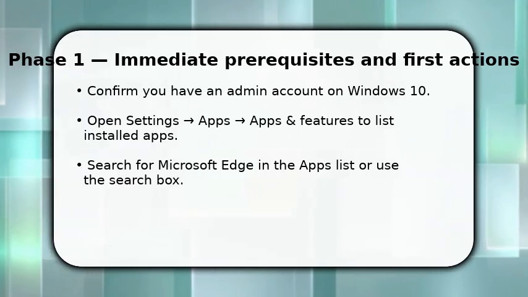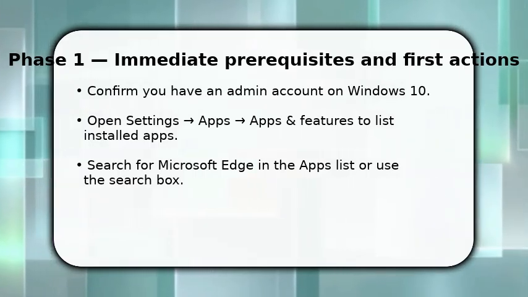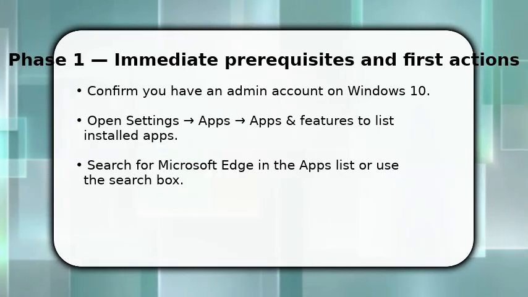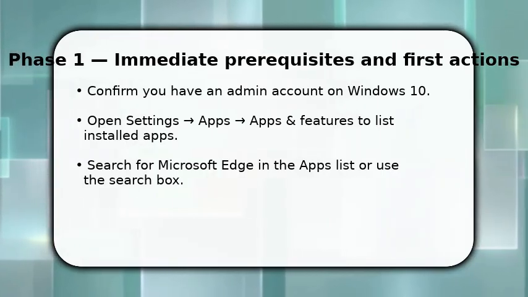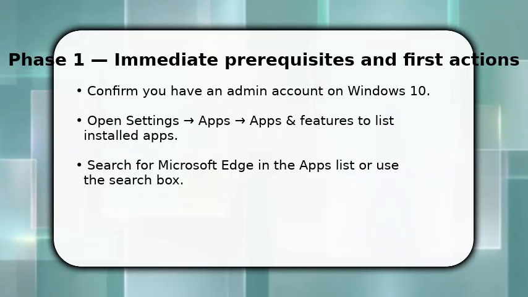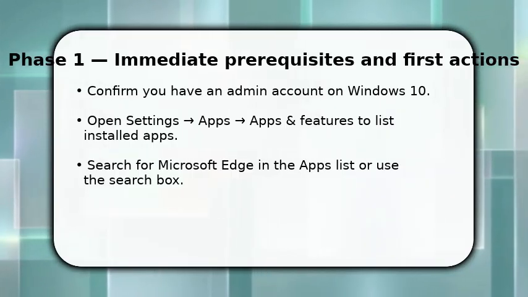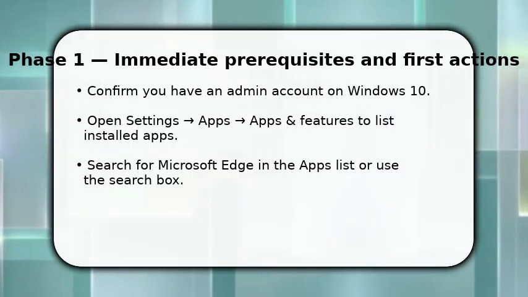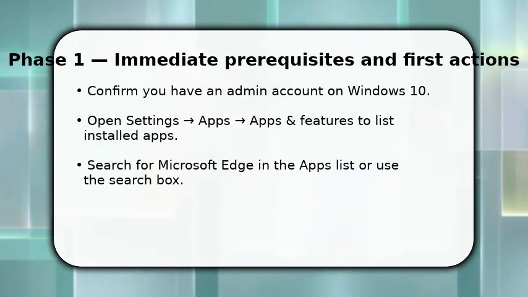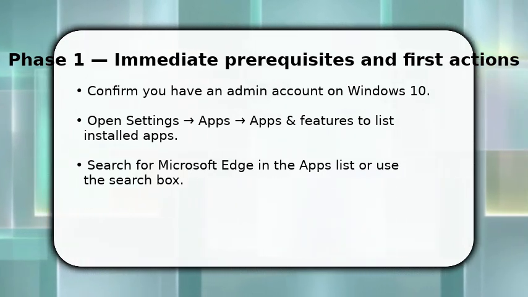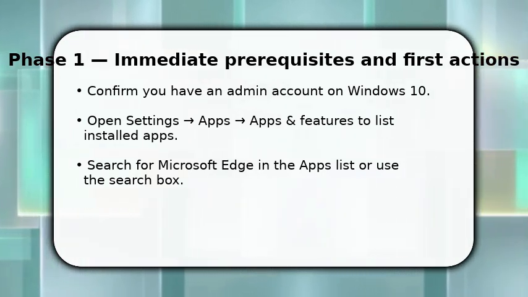Make sure Windows is updated and you have a restore point in case something unexpected happens. Now that Edge appears in the list, you're ready to attempt removal through the supported UI or prepare for the manual steps that follow. If an uninstall button is available, click it and follow prompts. Windows will remove user-level components.